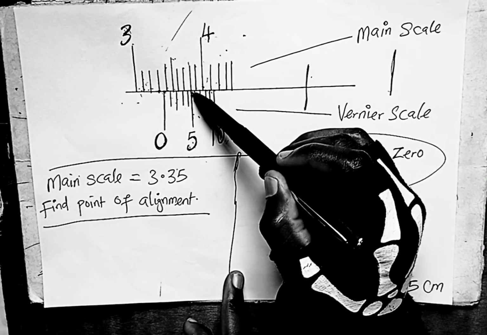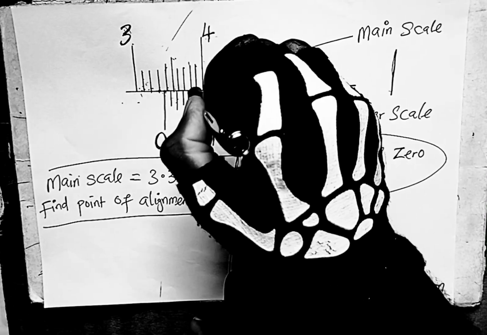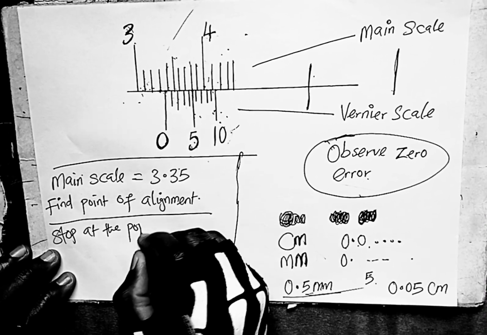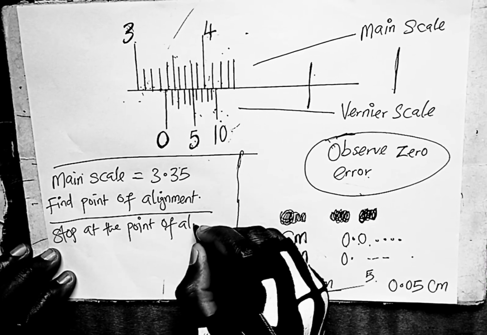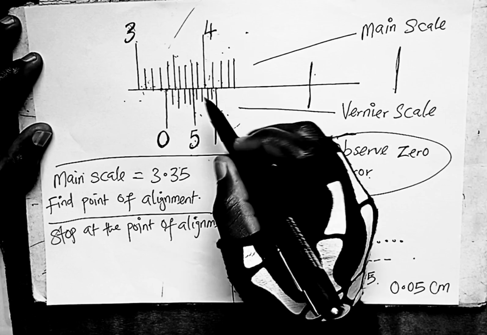So this is where you are going to stop when you are reading your Vernier scale. At this point of coincidence, you are going to stop. So stop at the point of alignment. Okay, stop at the point of alignment or coincidence. All right. So here, that's where we are going to stop.